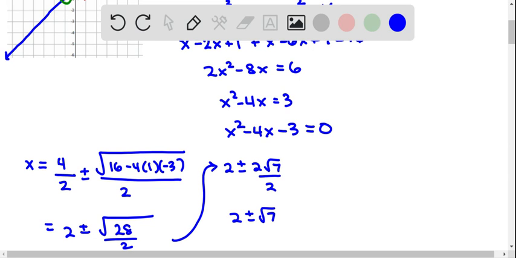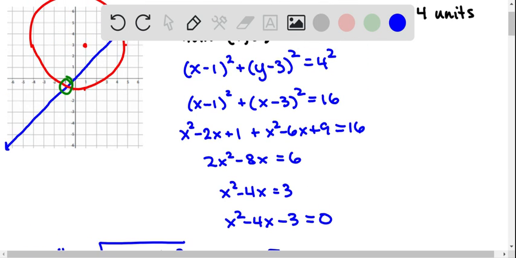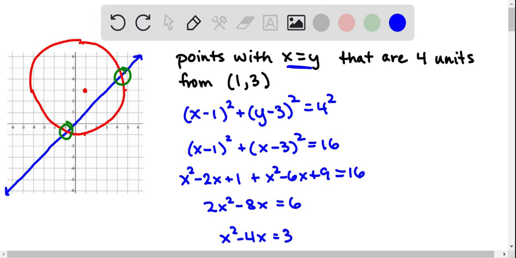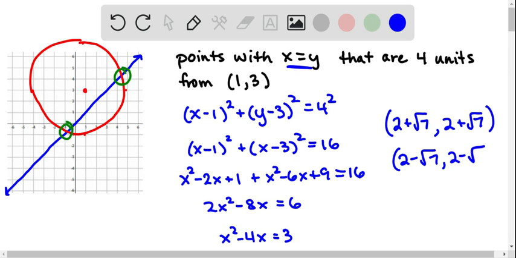Well, those are the x coordinates of the points, and since x equals y, those are also the y coordinates of the points. So the points are (2 + √7, 2 + √7) and (2 − √7, 2 − √7).